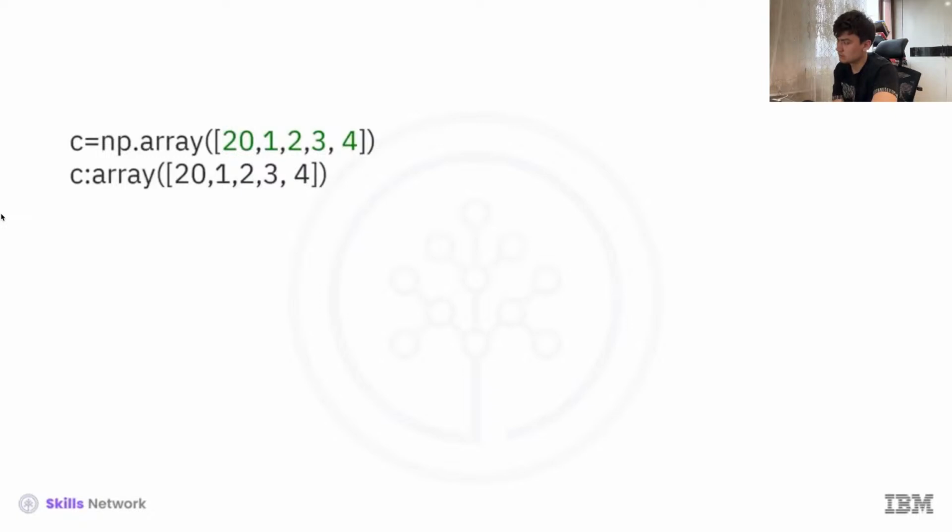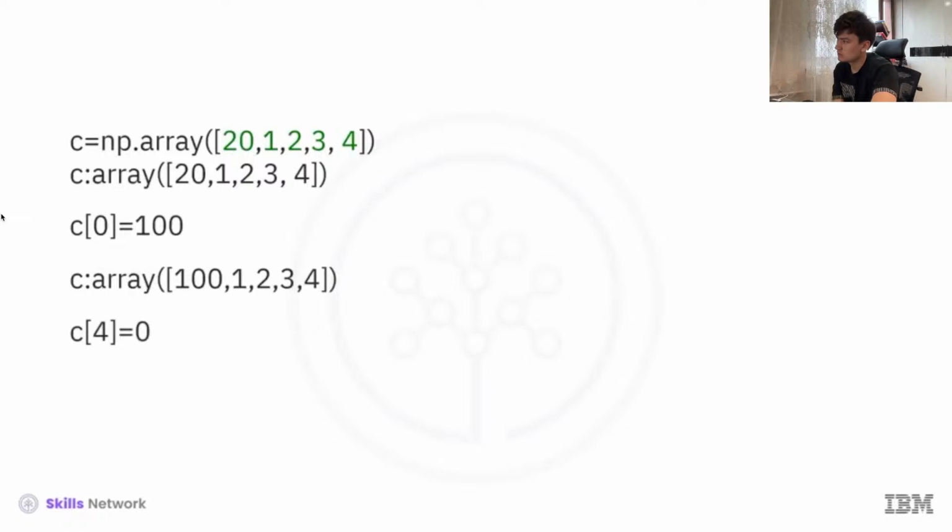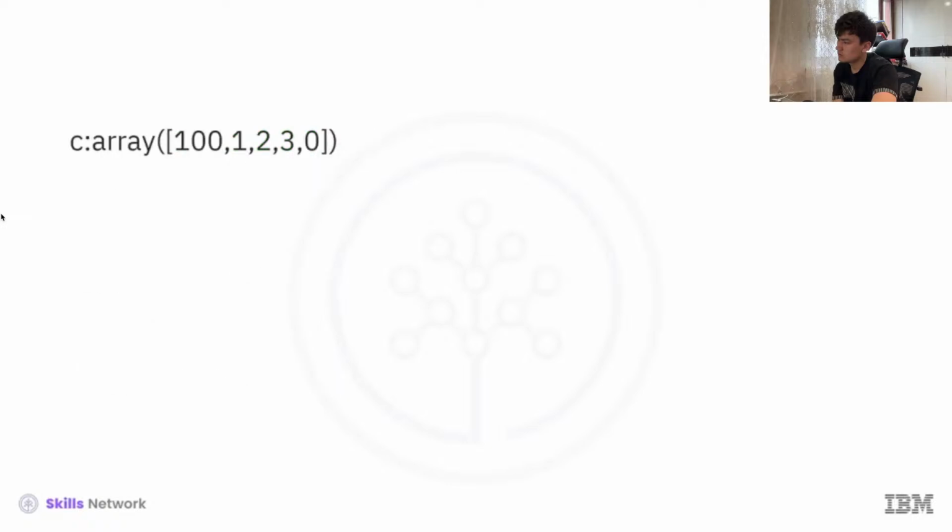Let's review some indexing and slicing methods. We can change the first element of the array to 100 as follows. The array's first value is now 100. We can change the 5th element of the array as follows. The 5th element is now 0. Like lists and tuples, we can slice a NumPy array. The elements of the array correspond to the following index.